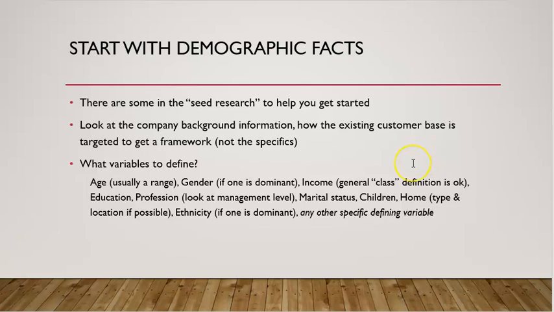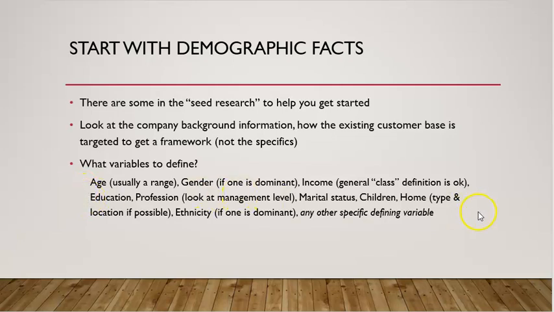So age, usually stated as a range, gender. If one of them is dominant, and when I say dominant, it's actually predictive, it helps you understand. You don't have to, but sometimes it makes sense to do that. Income, the general class definitions, like middle class, upper class, whatever, that type of thing. If you can find more specific information, you can certainly use that.